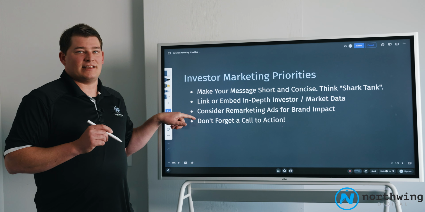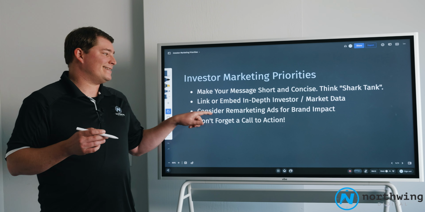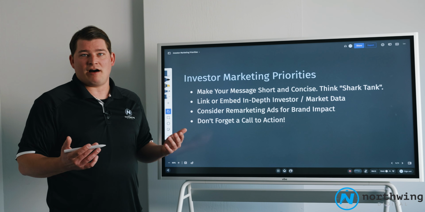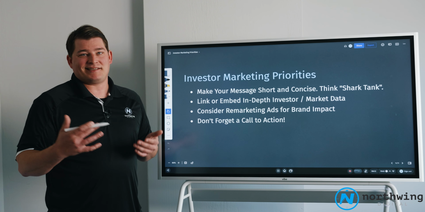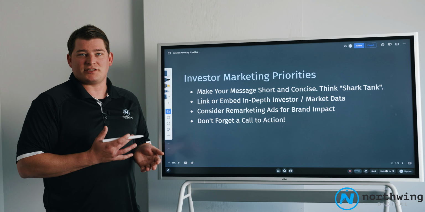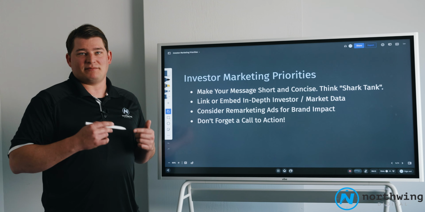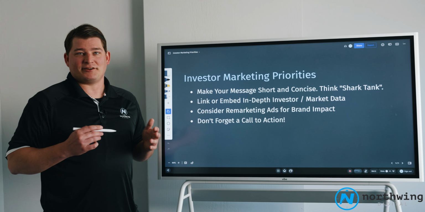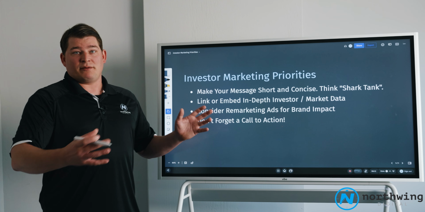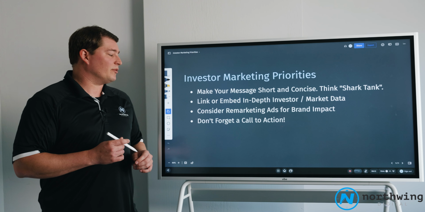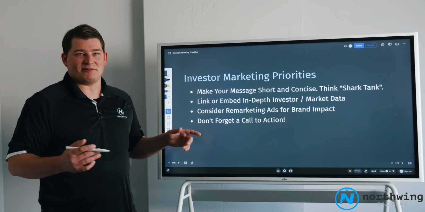The third, and this is for both audiences, small to large, is consider remarketing ads off of your investor section of your site for brand impact. Anyone who gets to that section of your site can be a very important stakeholder, and having them see ads about the company after they've accessed that investor or financial specific content can really improve your brand impact across the board.